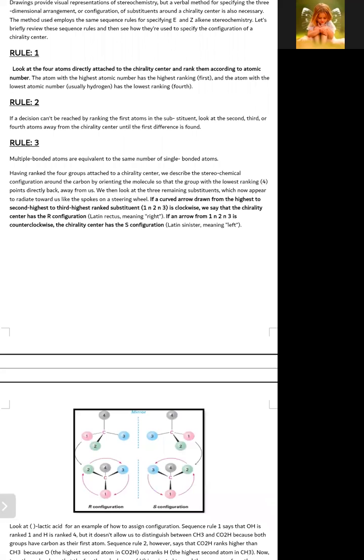The atom with the highest atomic number has the highest ranking, and the atom with the lowest atomic number has the lowest ranking. The second rule is if a decision cannot be reached by ranking the first atom in the substituent, look at the second, third, or fourth atom away from the chirality center until the first difference is found. And the third rule is multiple bonded atoms are equivalent to the same number of single bonded atoms.